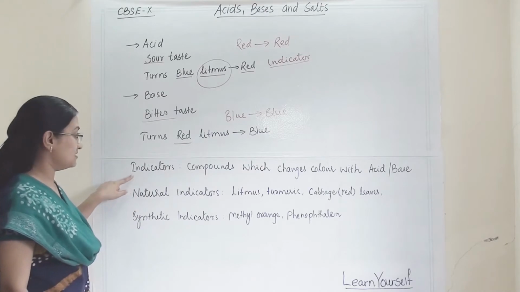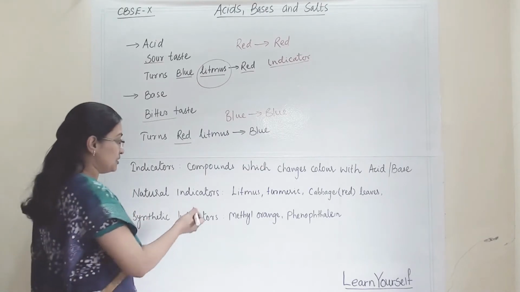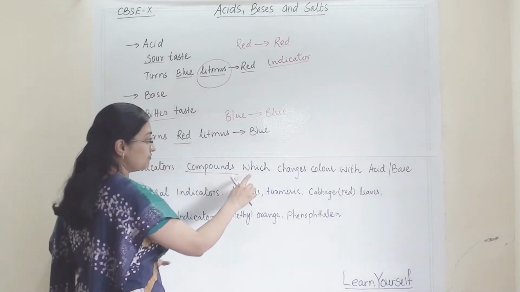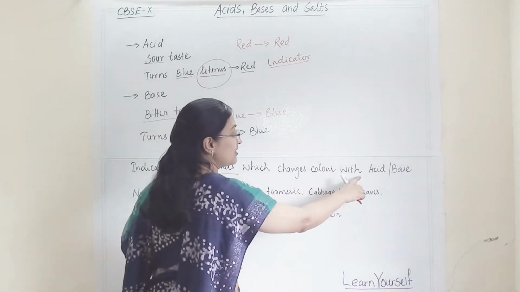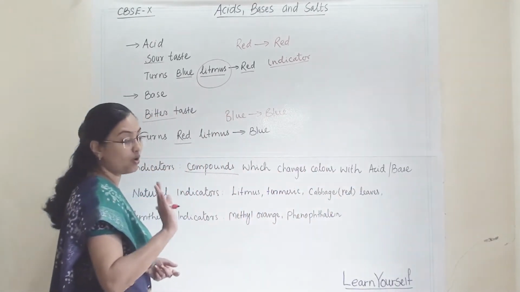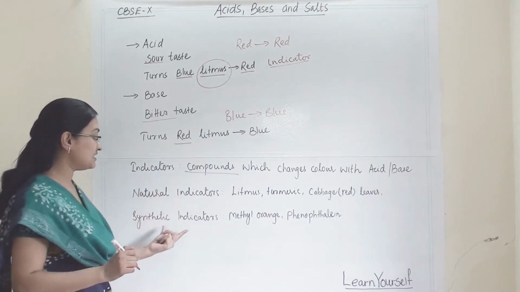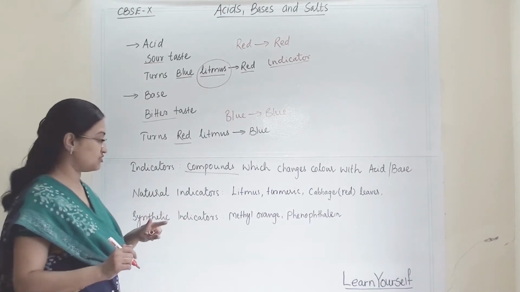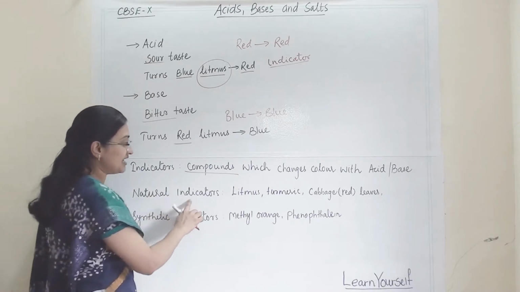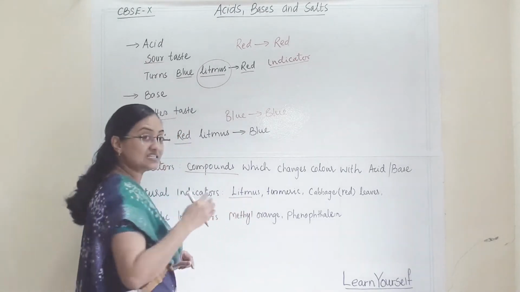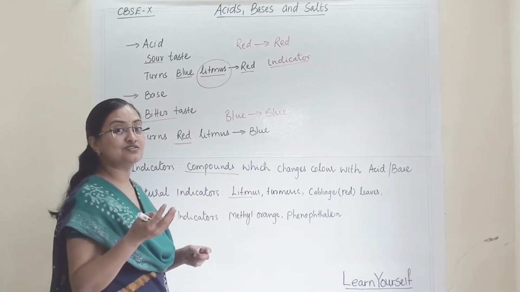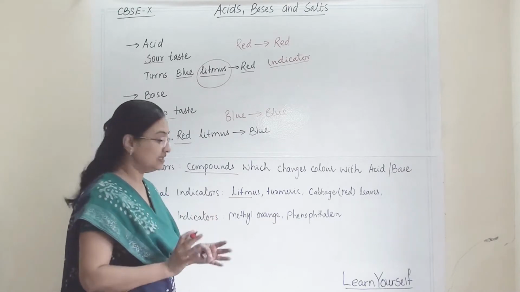Now indicators. What are the indicators? We know that they are compounds which change color when they are coming in contact with acid or base. There are two types of indicators: natural indicators and synthetic indicators. So in natural indicators, litmus is a natural indicator. From lichens we are extracting litmus.